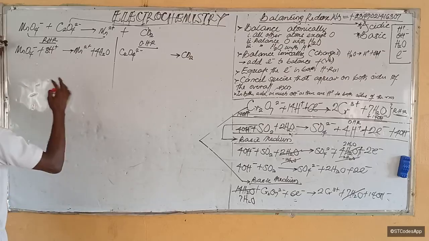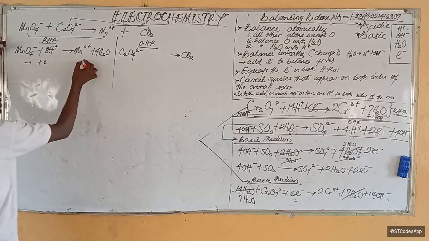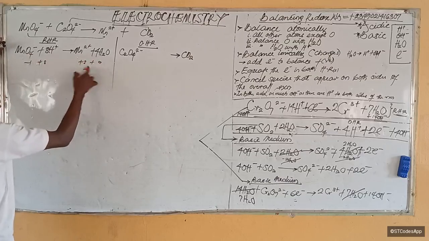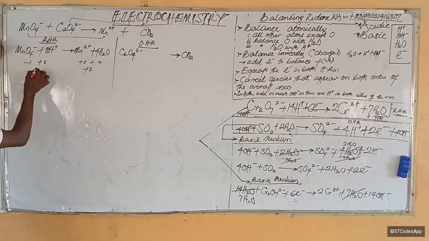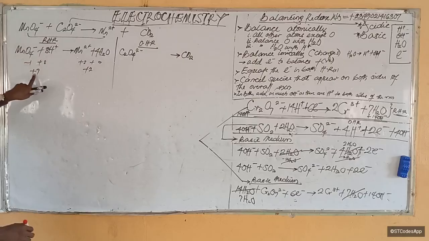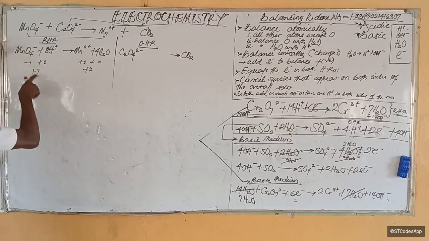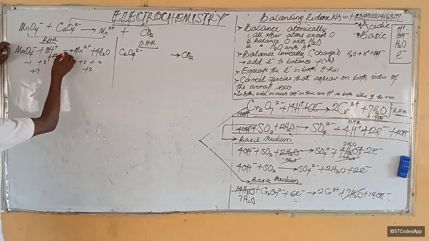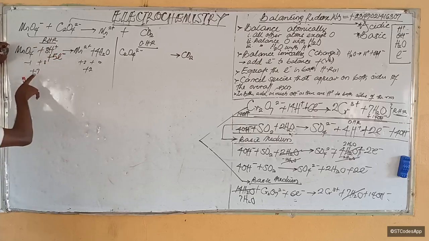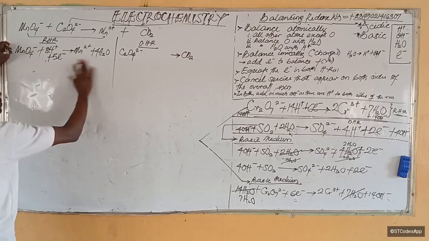The next thing is to now balance the charge. Total charge here is minus 1. Total charge here is plus 8. Total charge here is plus 2. Total charge here is 0. So plus 2 is the final total charge on this side. Total charge on this side becomes plus 7. So now we have 7 positive, 2 positive. So come and add electrons to this side to reduce it. So we add 5e-, so that when we add 5 electrons to the plus 7, it becomes 2. Is that clear? So our reaction is now balanced like this.